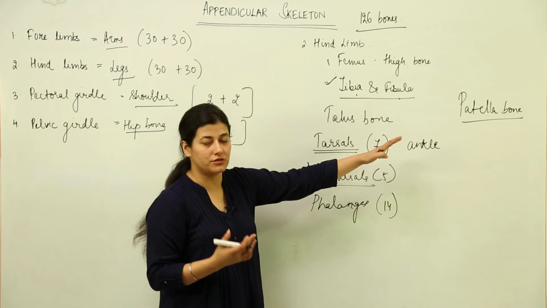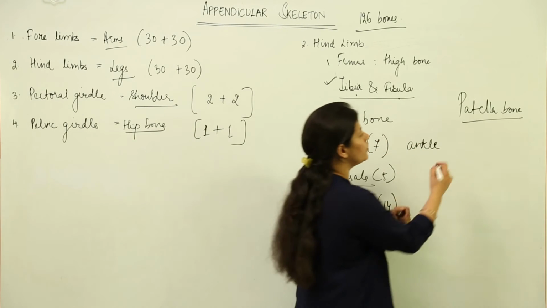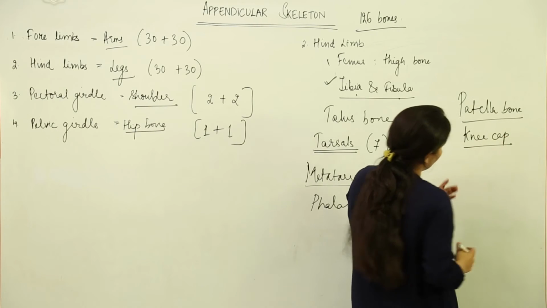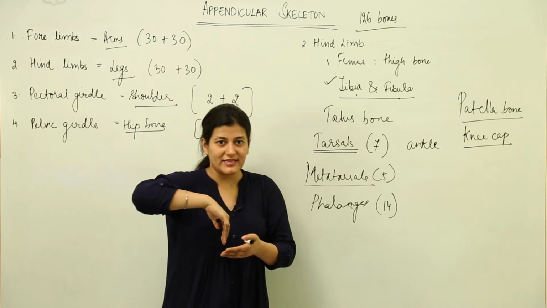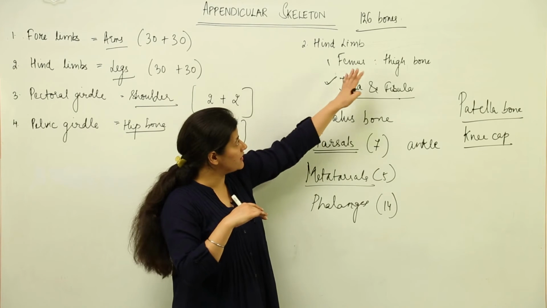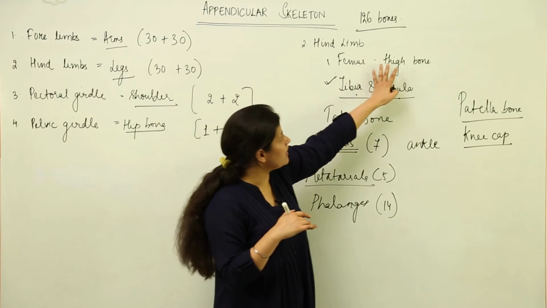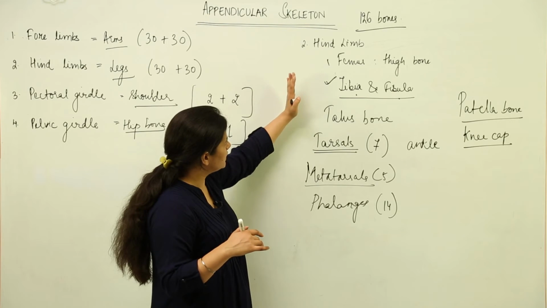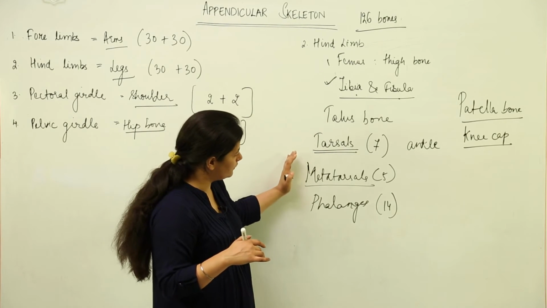So patella, not thigh, knee. So patella bone is the kneecap basically. So we have the kneecap where at the back side femur comes and articulates. Femur, that is the thigh bone. So in this way we have 30 bones which are present in our hind limb. This is the entire representation of the hind limb.